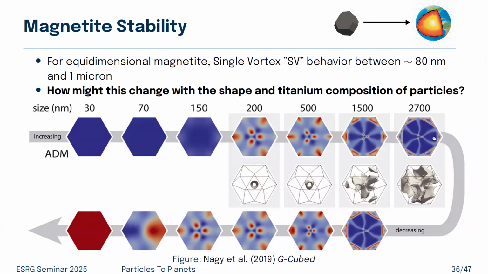And then what he finds is that as you go back and you decrease the size, you don't actually change back to single domain at the same size. What you find is that there's a range of sizes where you can have both the single domain and the vortex state as being possible magnetization states. So this means that you have multiple different possible magnetization states that are available to that particle.